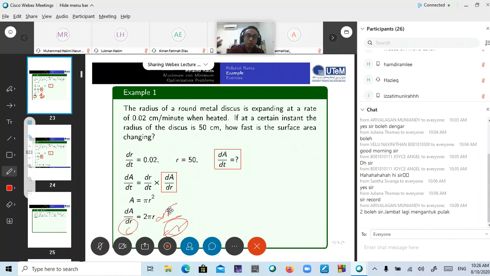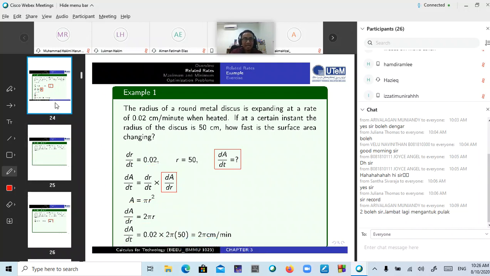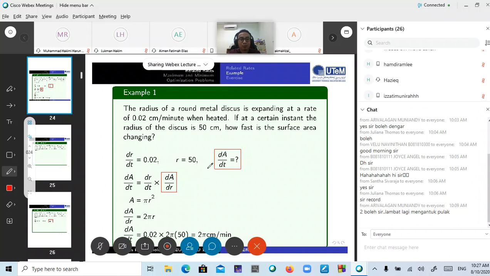Once you have 2 pi r, you can directly substitute in this equation. You substitute there, dA over dt equal to dr over dt, which we already have as 0.02, and then dA over dr is 2 pi r, and r equal to 15. So when you calculate, you can get 2 pi cm per minute. This is the answer. Understand?